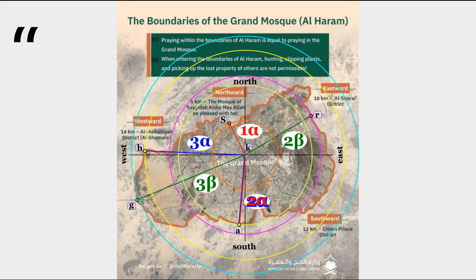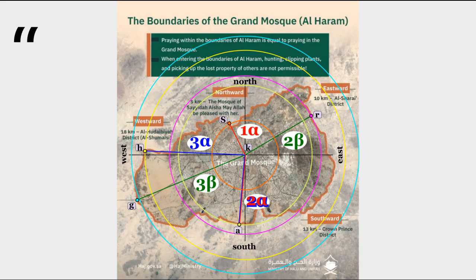As follows: K equals Kaaba in the center, S equals Masjid Sayyida Isaiah in the northern point, R equals Al Rasiyadiyya in the eastern point, A equals Al Akisiyya in the southern point, G equals near the main gate in the western point, H equals Al Hudaybiyah in the western point.